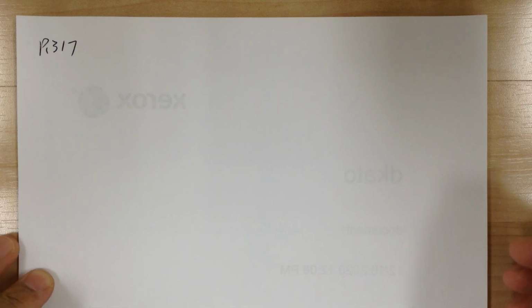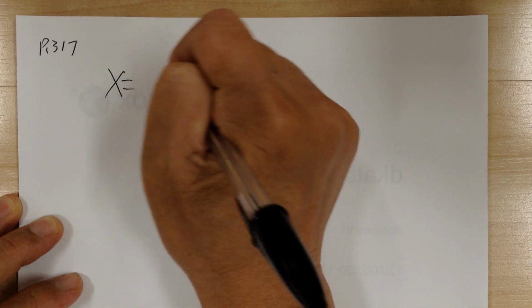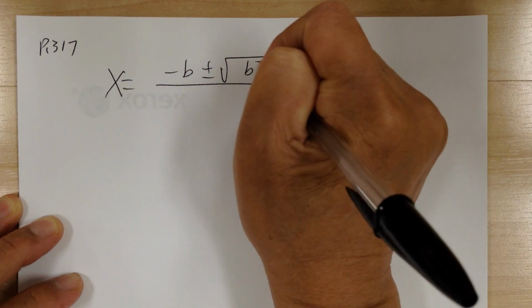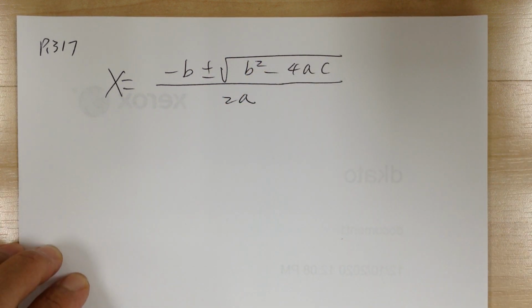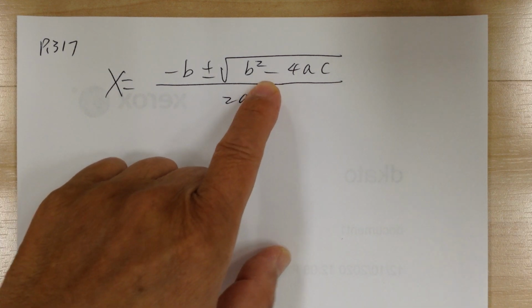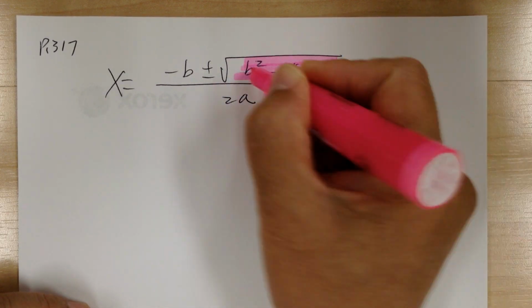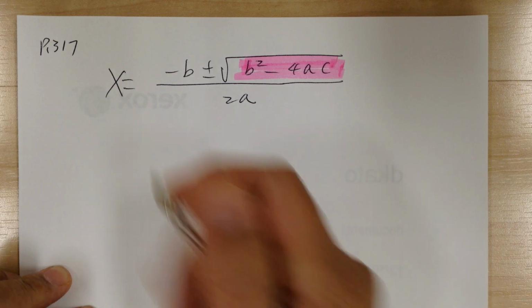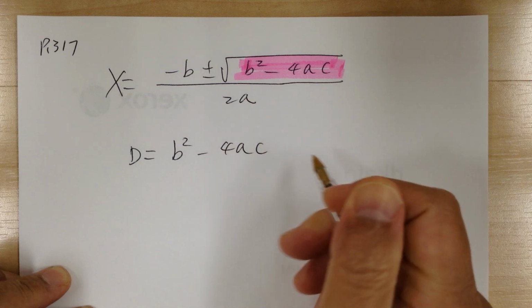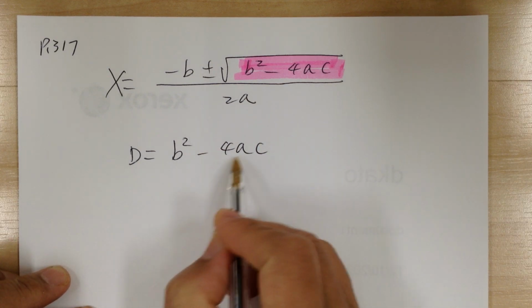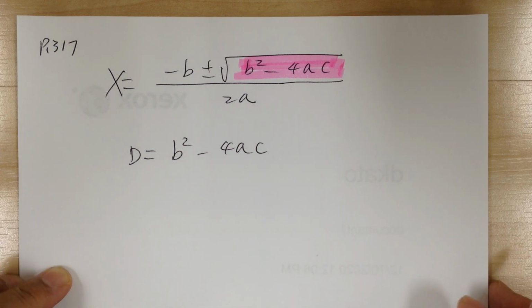Okay. So from the previous lesson, we have the quadratic formula. We have x equal to negative b plus or minus square root of b squared minus 4ac over 2a. Now there's something special about this part right over here. This part is called a discriminant. So D is equal to b squared minus 4ac. Now this part over here will tell you what kind of roots you're going to have. Okay. So let's go over some examples.